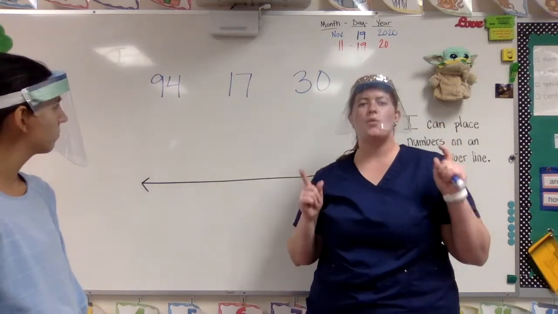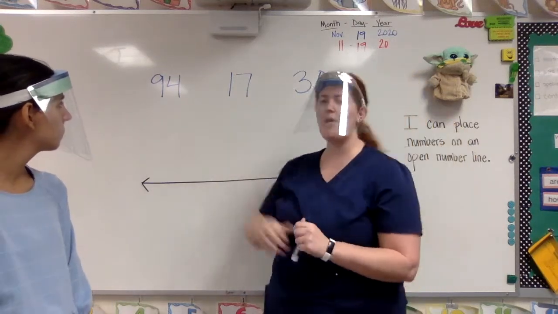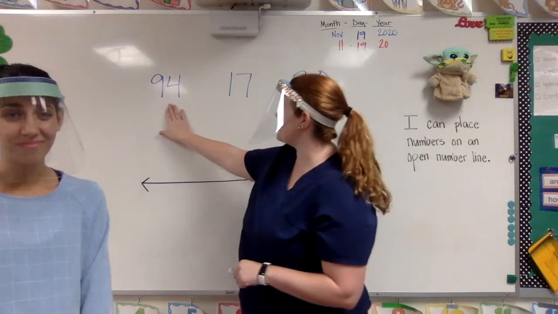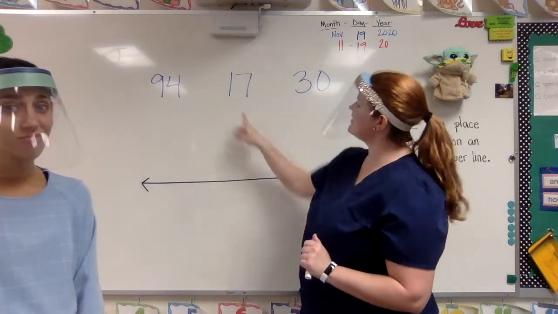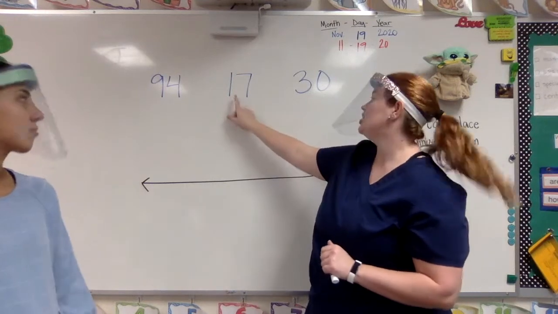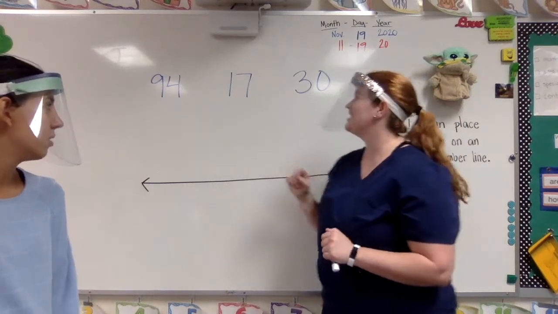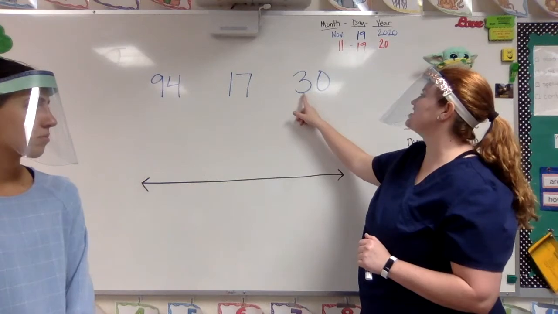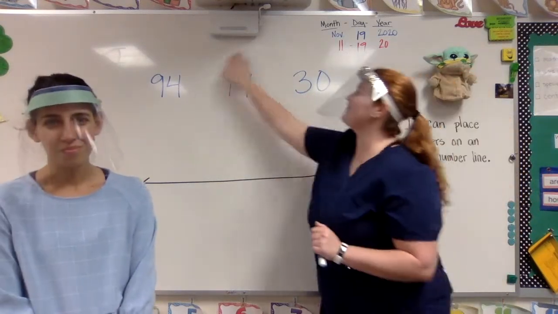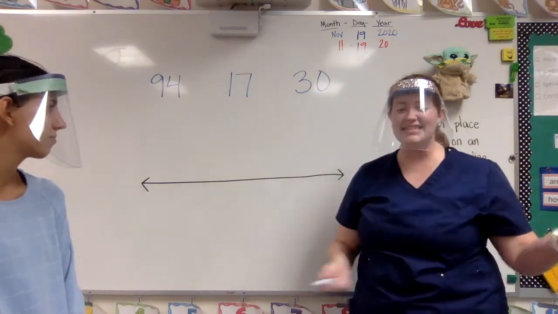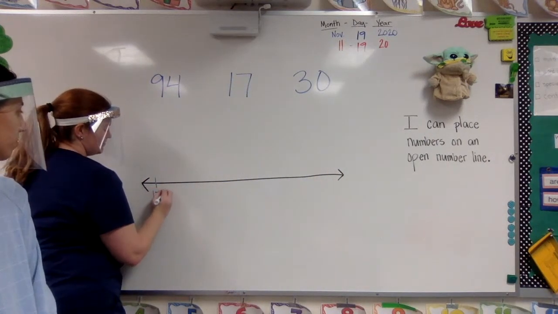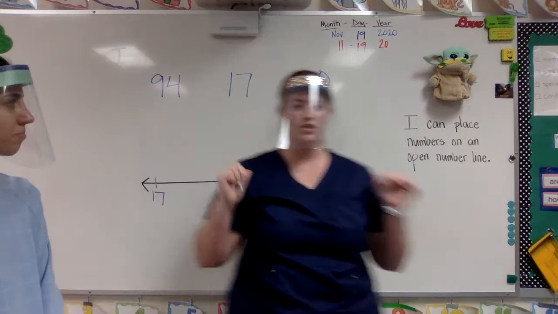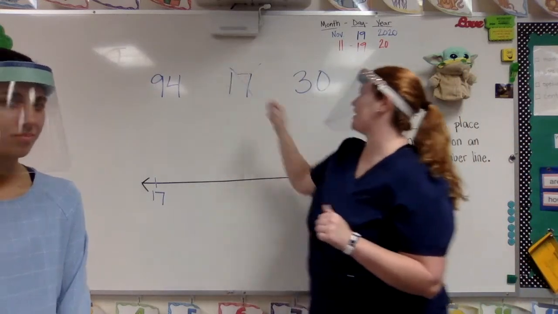And yesterday, we practiced looking at how many tens. Let's see, this number 94 has 9 tens. That's a lot. 17 only has 1 ten, so far that is less. And 30 has 3 tens. So 17 is definitely my least number. So I'm going to come down here and just put it at the end. Right there, just like that. So I have 17. Got it.